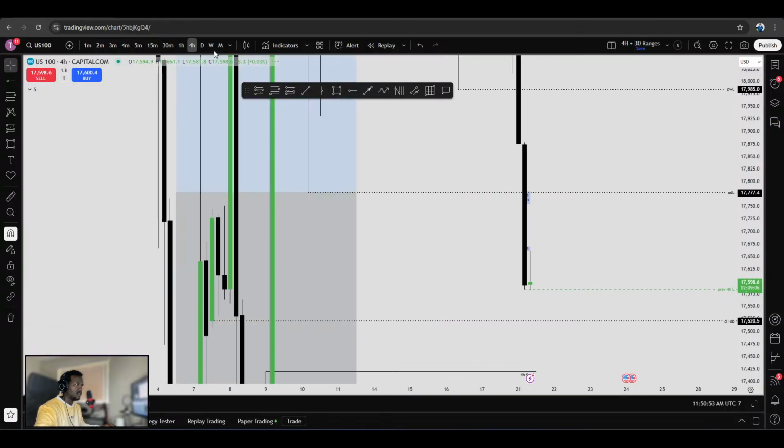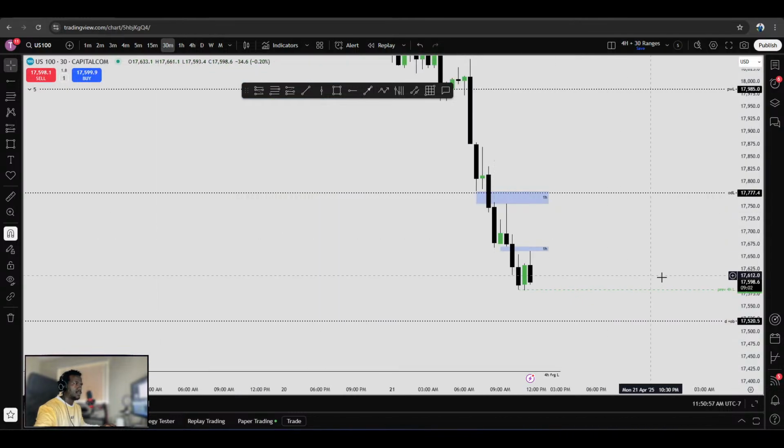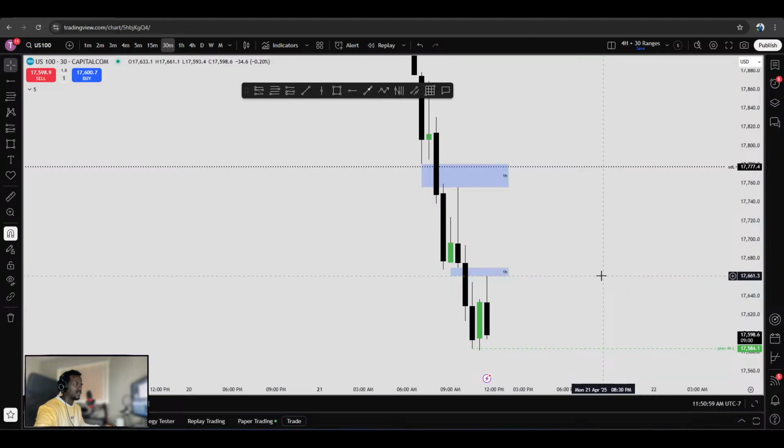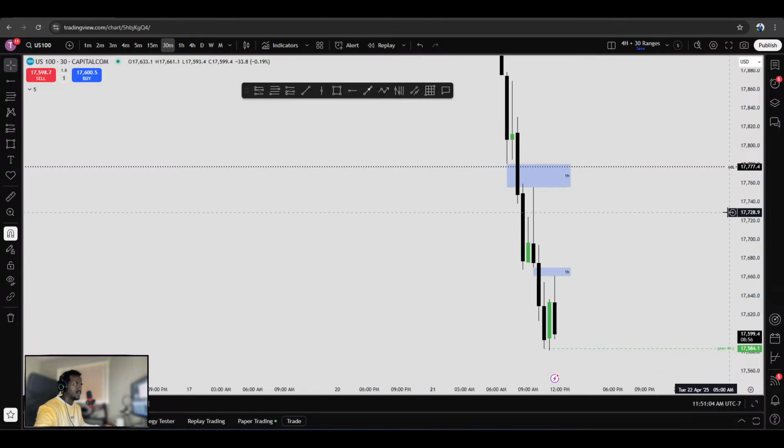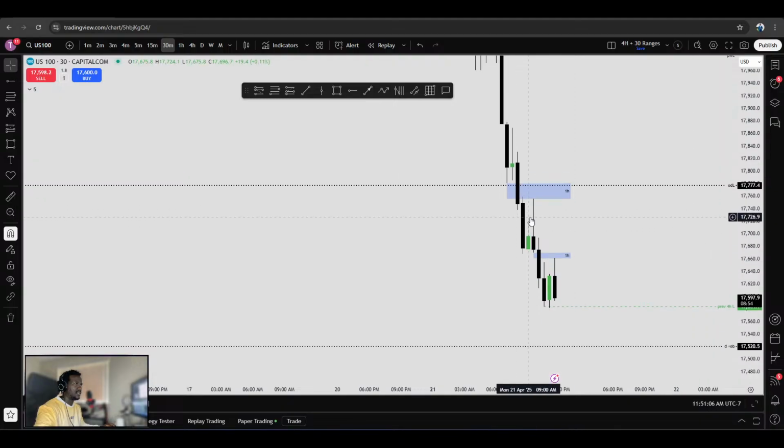Let me just make sure I didn't mess up that 4 hour low right there. We have taken it out a little bit. So I'm looking at the 30-minute fair value gap right there, and I think that's good. There's also a 30-minute one there that was traded to. We kept on going down.